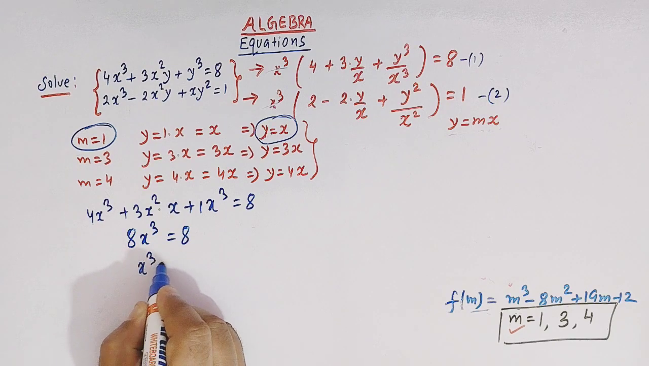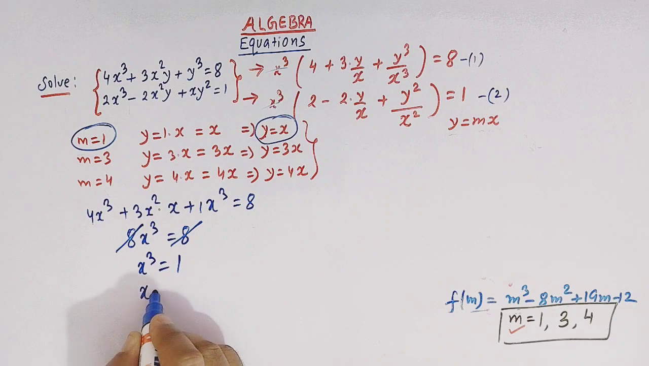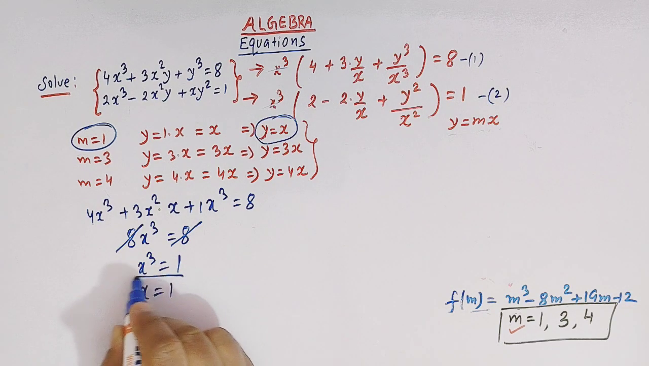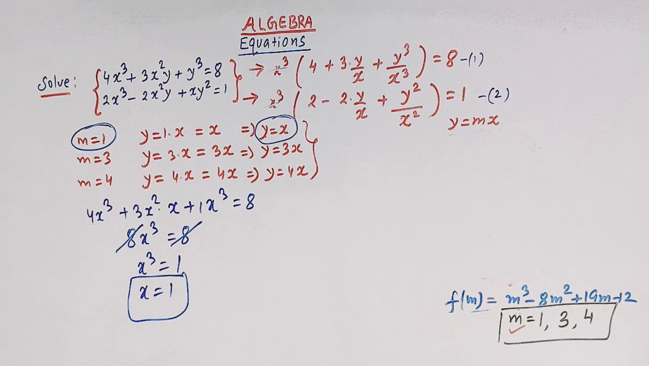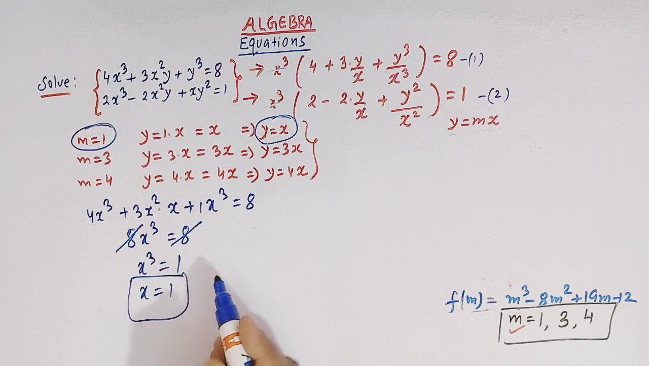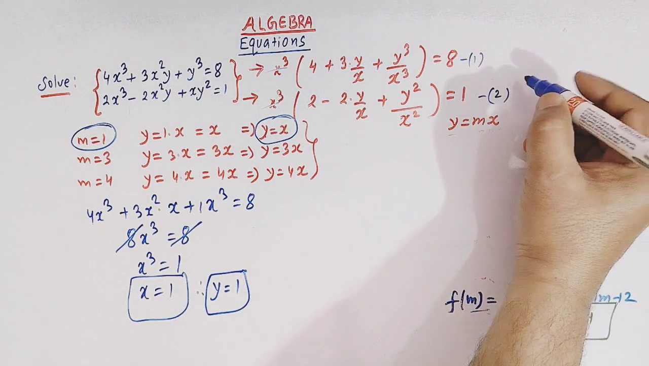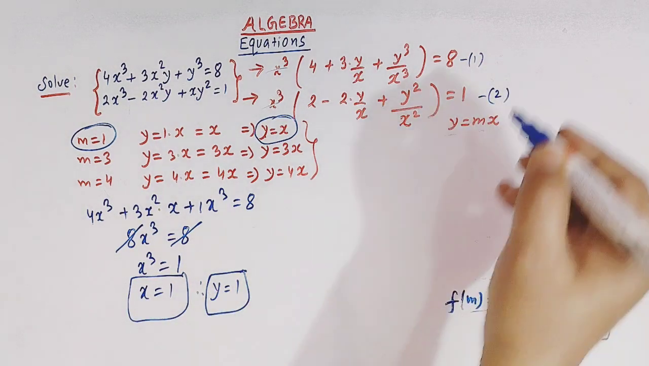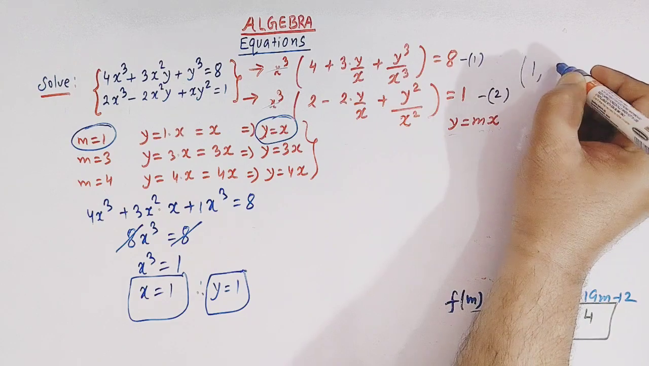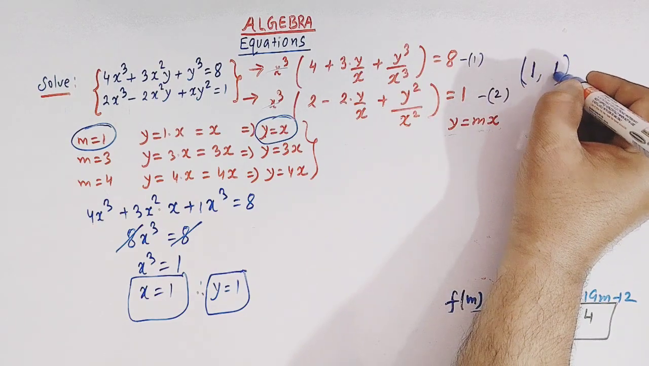So we have x cube equal to 1, and this allows us to get the value of x as 1. So we have y equal to x and x equal to 1, therefore y is also equal to 1. So the first set of values for x and y is (1, 1), where this is x and this is y.